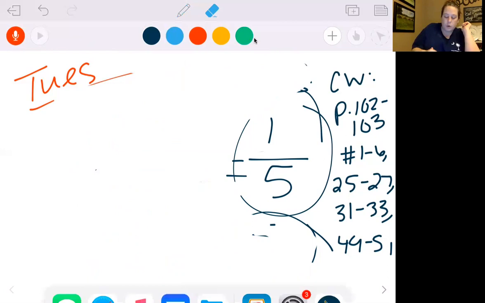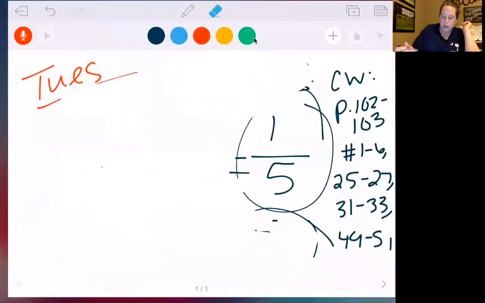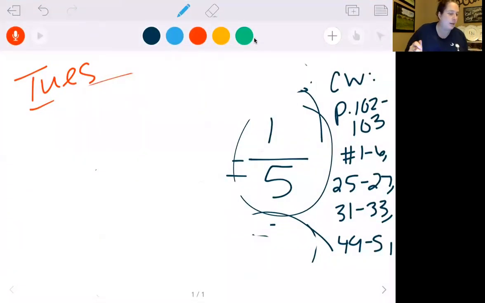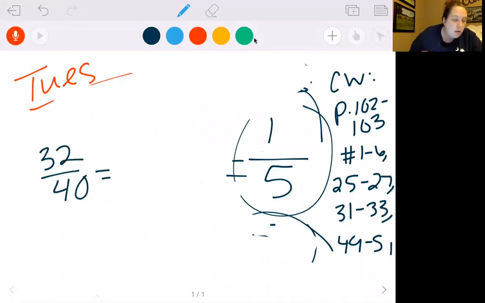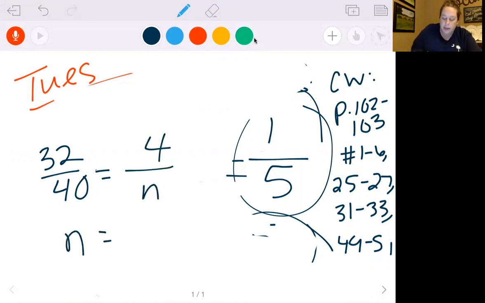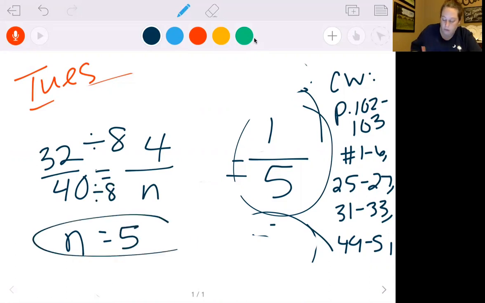So for number 49, you're going to get one like this. Let's say 32 over 40 equals 4 over n, and you're going to have to figure out what n is. So I'm going to say, 32 divided by what gives me 4? 8, because 8 times 4 is 32. So then I just do 40 divided by 8, and I would get n equals 5.